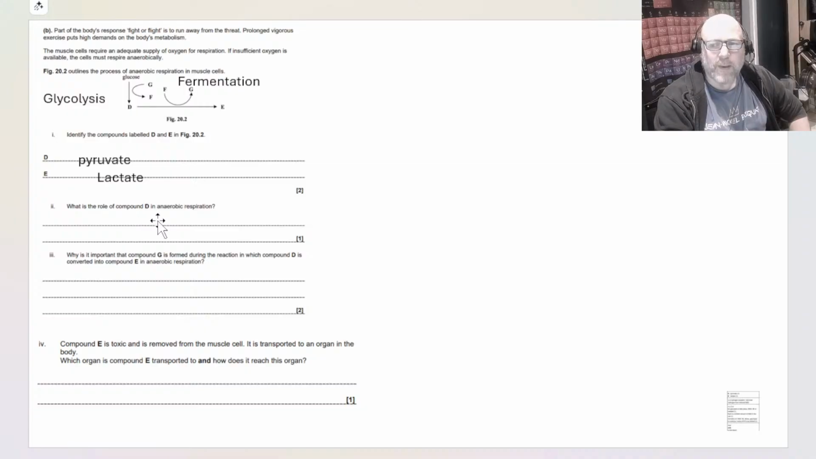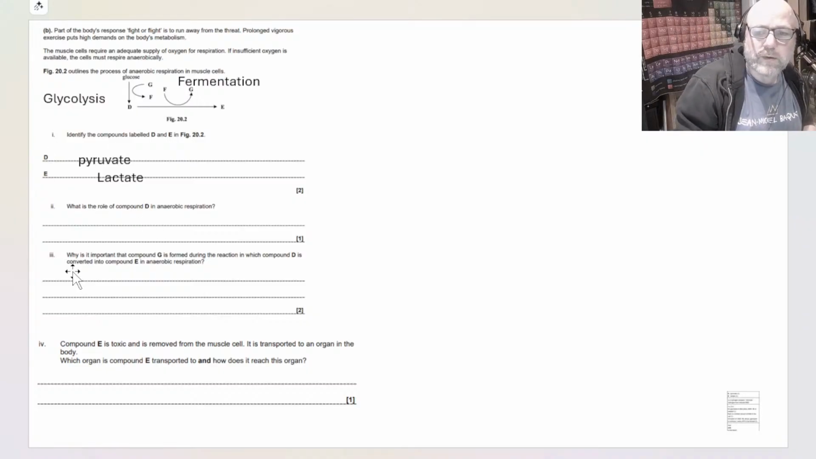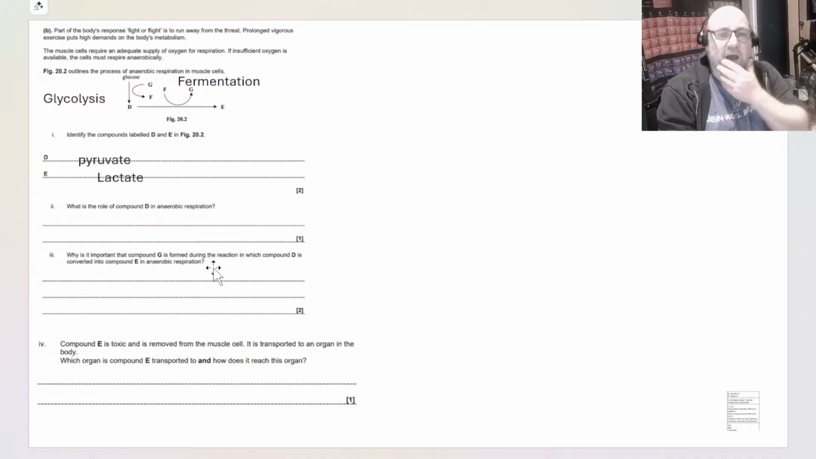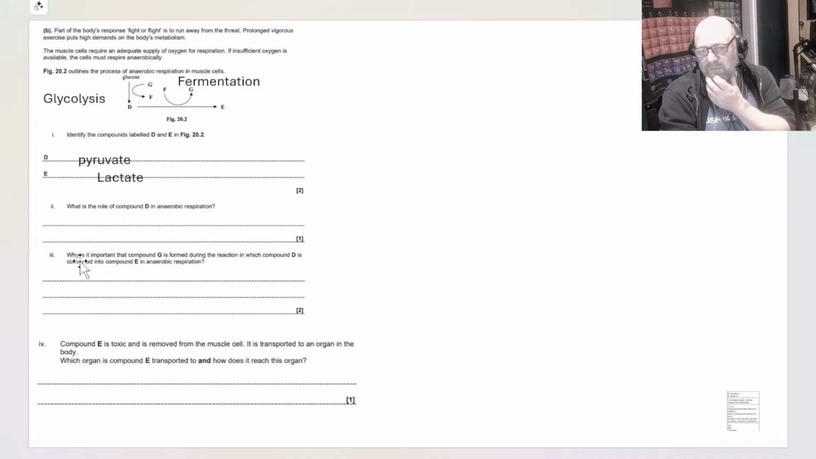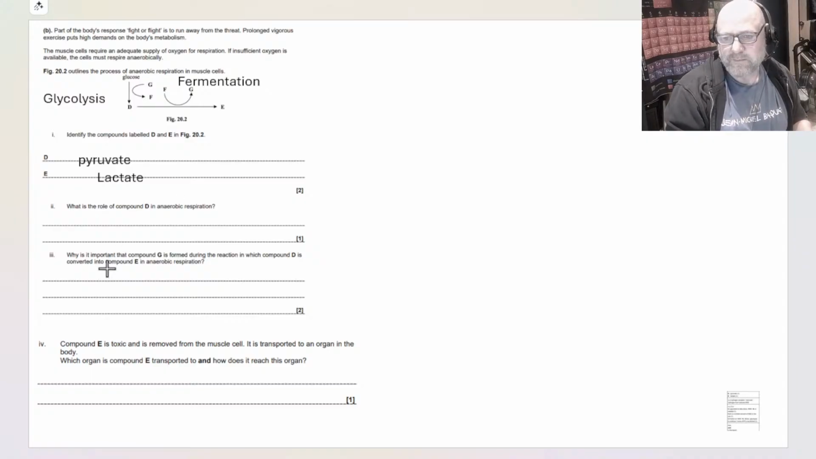What is the role of compound D in anaerobic respiration? So pyruvate, and then what is it? Why is it important for compound G? And I could be totally wrong. I hope I haven't reversed on myself. Why is it important that compound G is formed during the reaction in which compound D is converted into compound E in anaerobic respiration? So what am I on about? Why is it important G is formed? Oh, this is to allow glycolysis to continue.